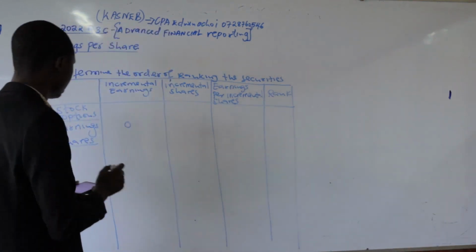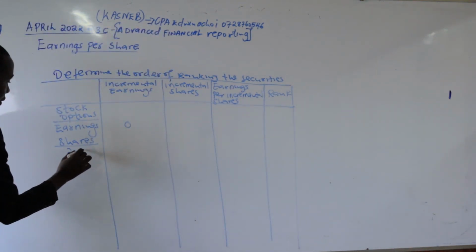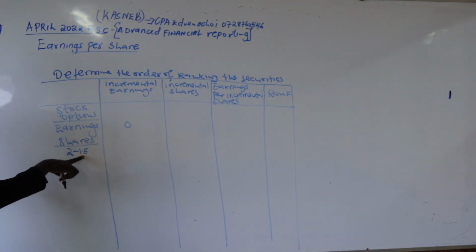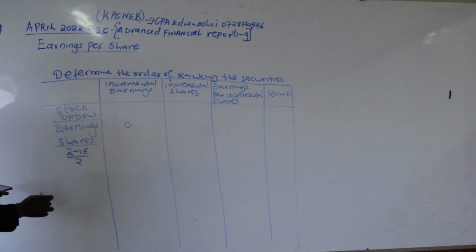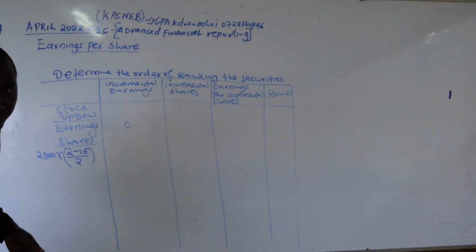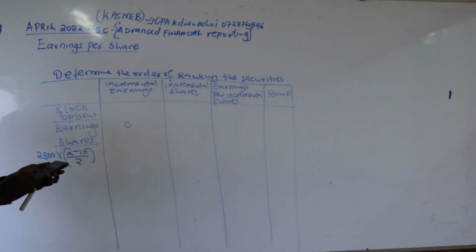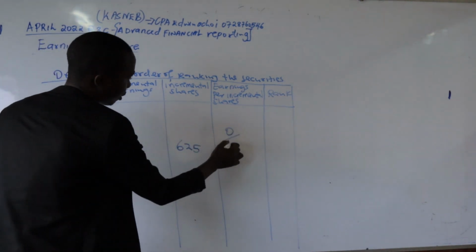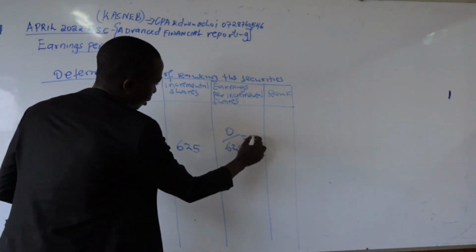So the bonus shares to record here, we say 2 minus 1.5. This is the average market price minus the price at which they were to exercise the option. You divide by the average market price, and you multiply with the shares which they were to exercise based on that option. So using my calculator, that is 0.5 divided by 2 times 2500. So this is 625. So earnings of 0 divided by 625, that is 0.